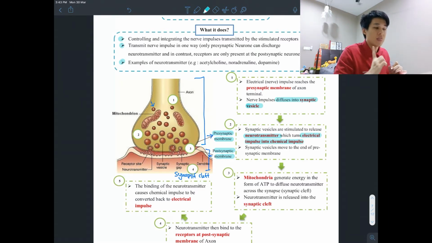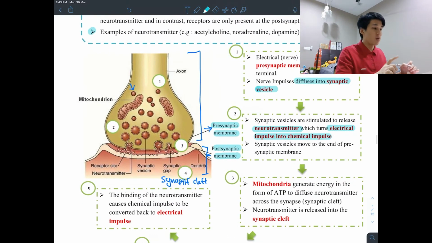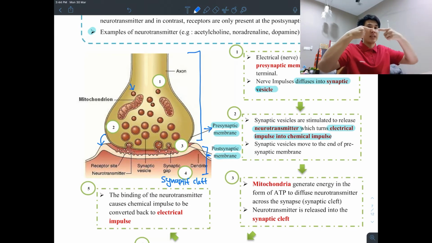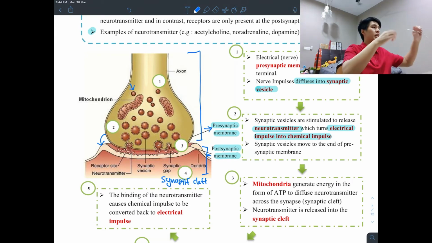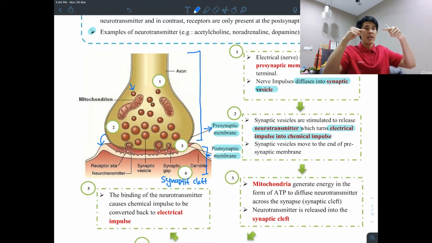Now, why must I convert it to chemical? It's because electrical impulse cannot pass through the synaptic gap. Your neurons are just like wires, like this cable. If I cut the cable into two, this electricity obviously cannot pass through from this cable to the next, because there's a hole.